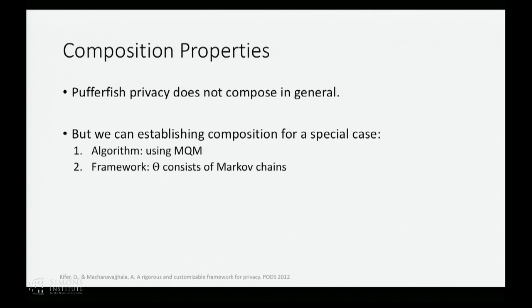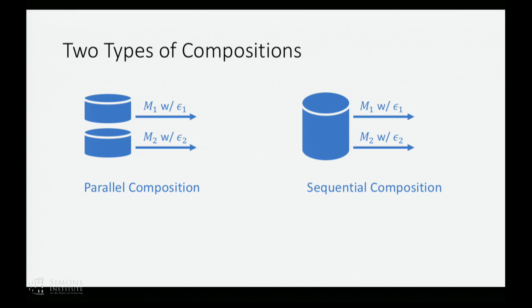Recall that there are two types of composition, parallel and sequential. In parallel composition, we run two algorithms, each guaranteeing epsilon 1 and epsilon 2 privacy, and they run on disjoint subsets of the data. For sequential composition, we have two algorithms which run on the same data set. For differential privacy, in the first case we have max of epsilon 1, epsilon 2 as our total privacy loss, and in the second case we have epsilon 1 plus epsilon 2. So now let's look at what MQM can guarantee on a Markov chain.